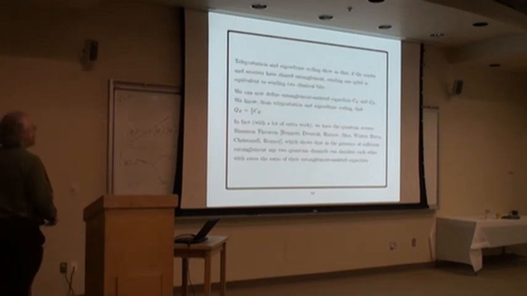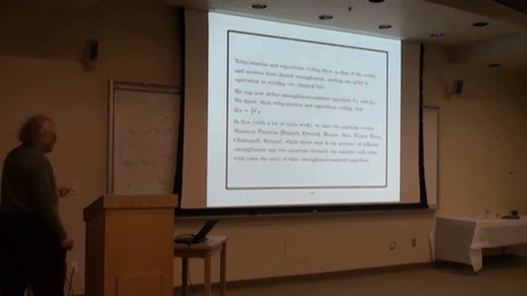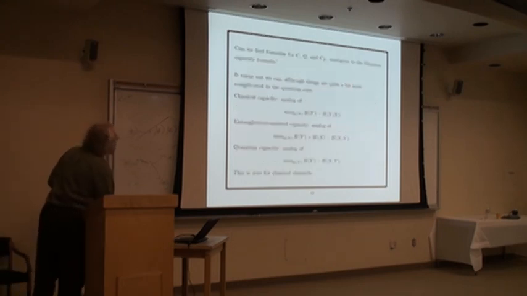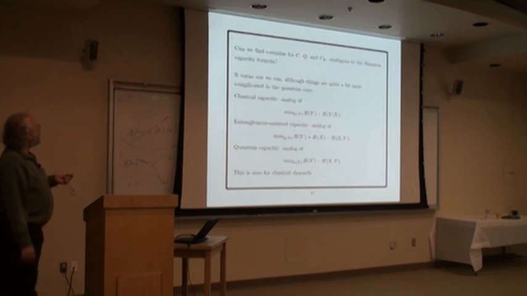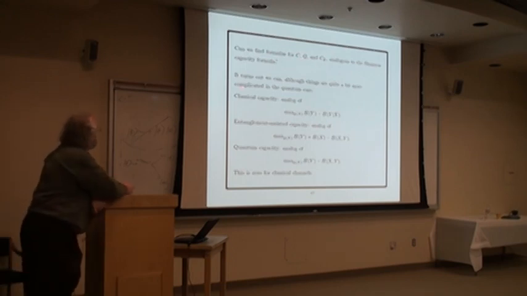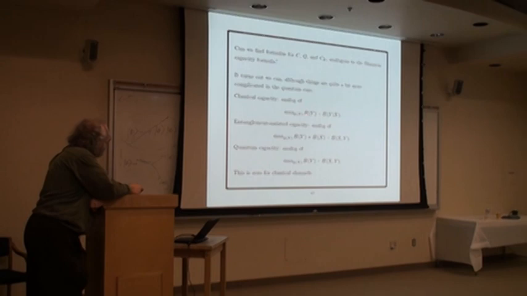Okay, so we have shared entanglement. We have entanglement-assisted capacity. So you can ask, can you find formulas for C_Q and C_E? Well, we already found a formula for the classical capacity: the maximum over the input of the entropy of the output minus the entropy of the output given the input. Of course, it does look exactly like this.